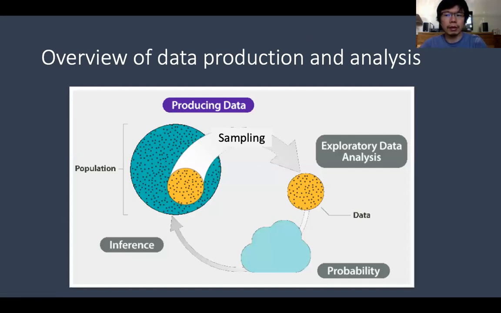In terms of the overview, data production can be summarized in this graph. And the first important step is sampling. So the production of data starts from sampling from the population. So we study a subset of the population. And then with the data obtained from this sample, right, we do exploratory data analysis.